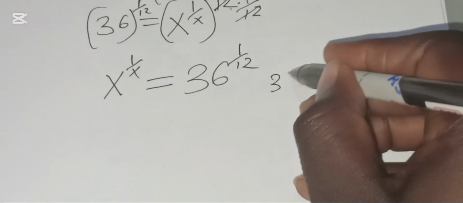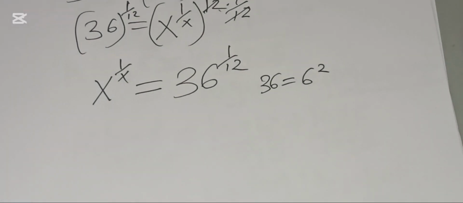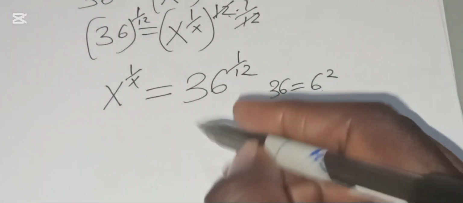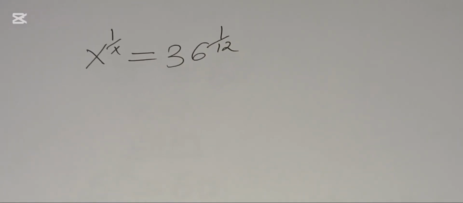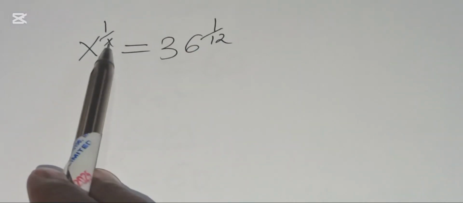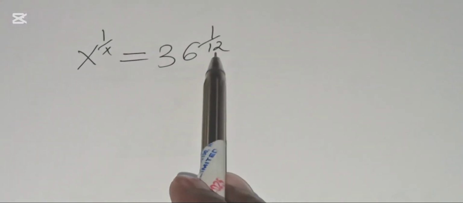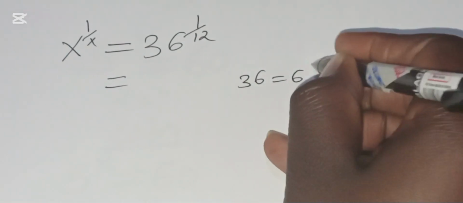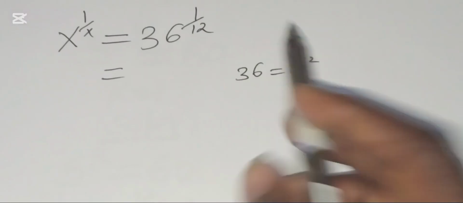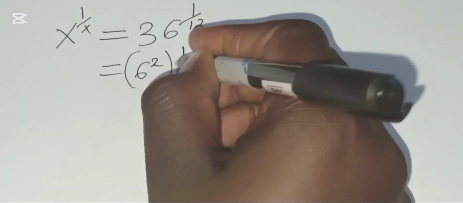Now from here, we have that 36 can be expressed as 6 raised to power 2. Let's substitute this. If x raised to power 1 over x is equal to 36 raised to power 1 over 12, as you can see, the base is equal to the exponent x. The same case here, let's ensure that the base here should be equal to the exponent. So we are saying that 36 can be expressed as 6 squared. If we substitute this, we're going to have 6 raised to power 2 multiplied by 1 over 12.